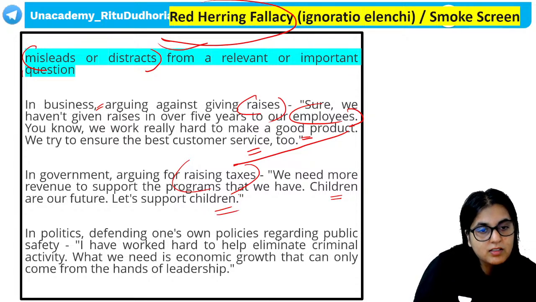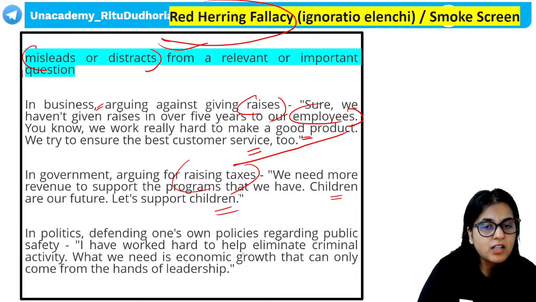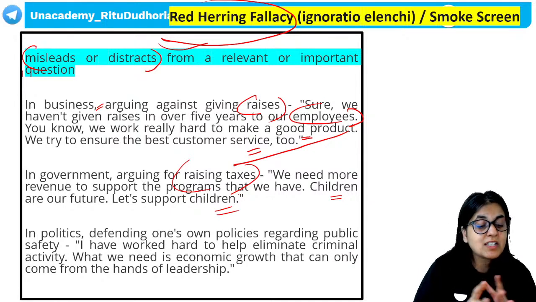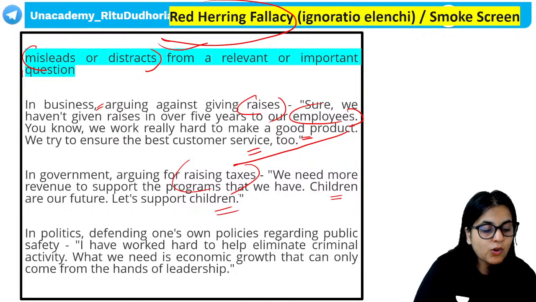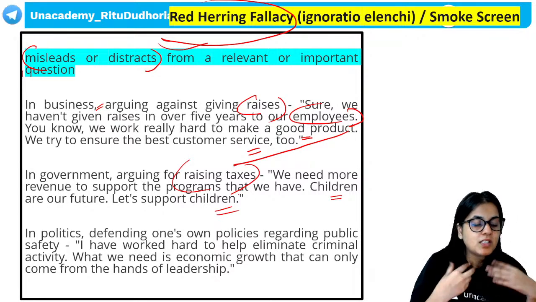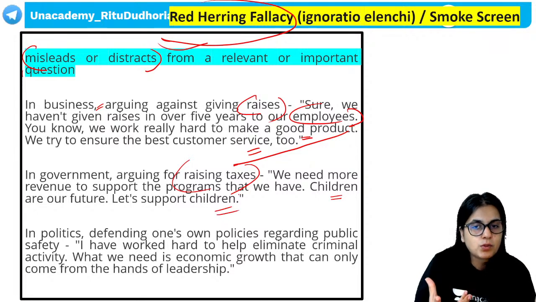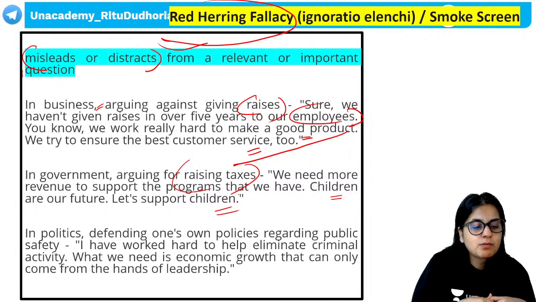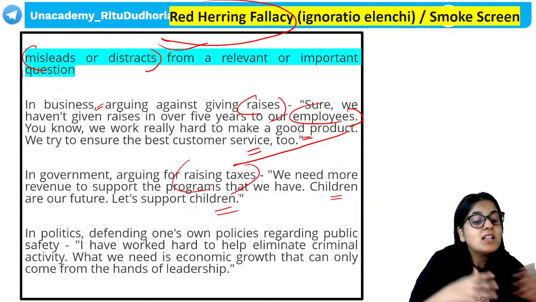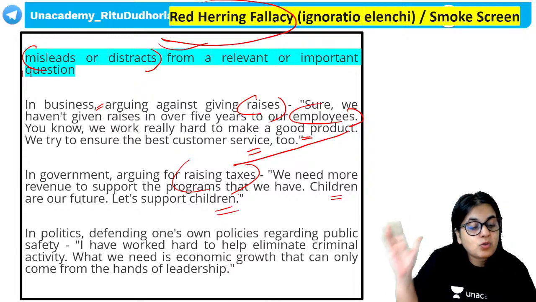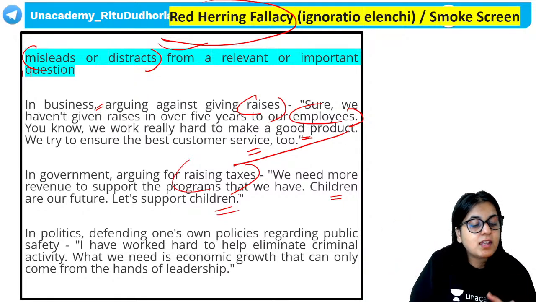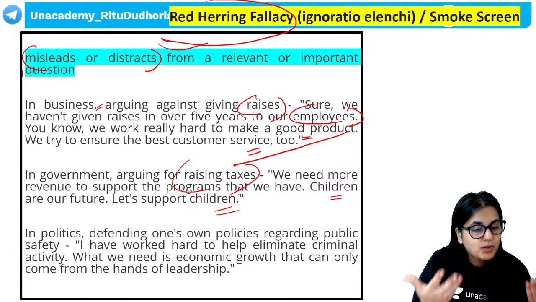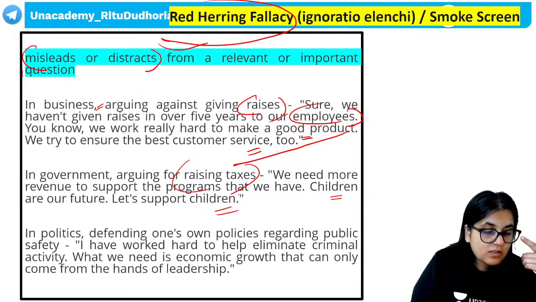पल्ला झाड़ने वाली बात. Defending one's own policies. I have worked hard to help eliminate criminal activity. Political speeches जब होते हैं या political interviews जब होते हैं, तब आपको ये issue बहुत दिख जाएगा. For example, the interviewer might ask the politician a question, let's say about what have you done for women's safety in your state, and the politician might end up saying, "Arey, women's safety, okay, but see, we've made so many highways, हमने मेट्रो लेकर आए, हमने ये डेवलप किया है, इतना डेवलपमेंट." So you're drifting, and this is something that you will really find a lot in different interviews.